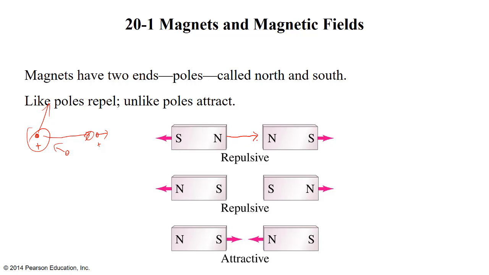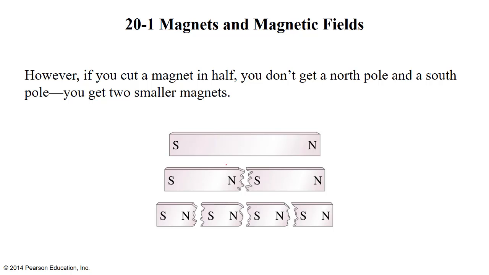So we know two North Poles will repel just like two positive charges will repel. We know two South Poles will repel just like two negative charges will repel. But a North and a South attract just like a positive and a negative attract. Probably nothing new here.